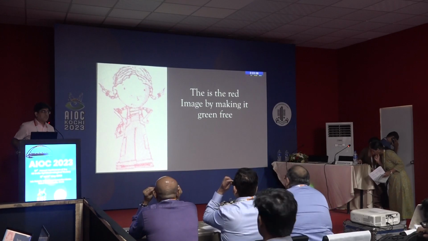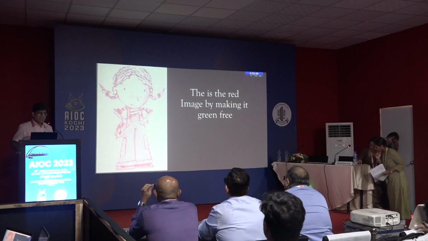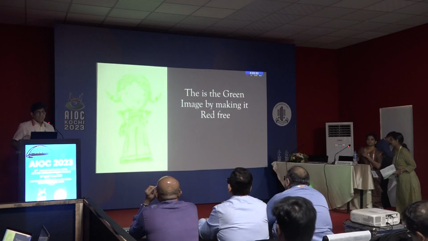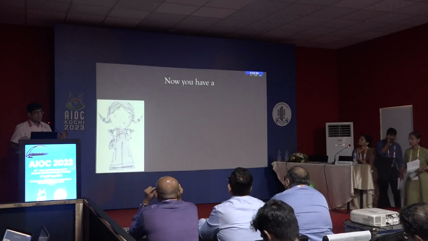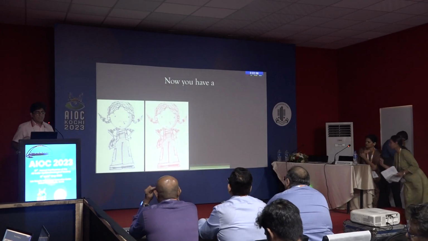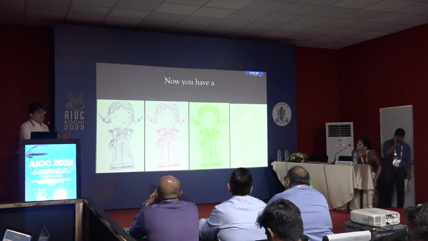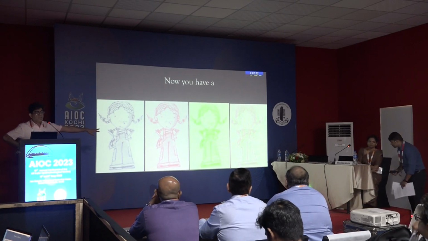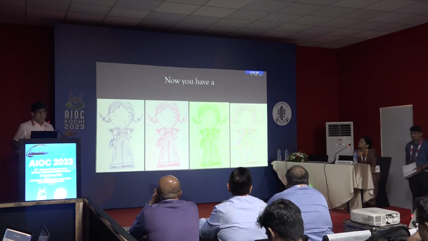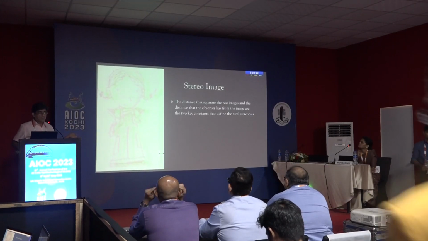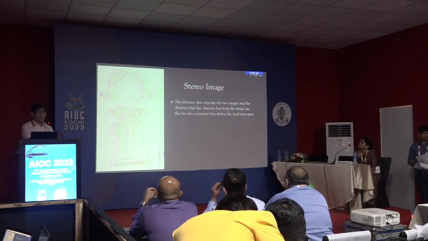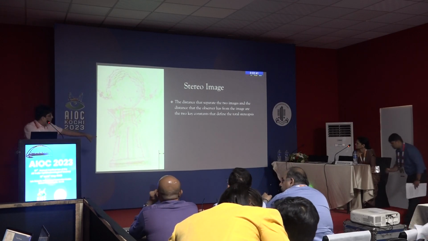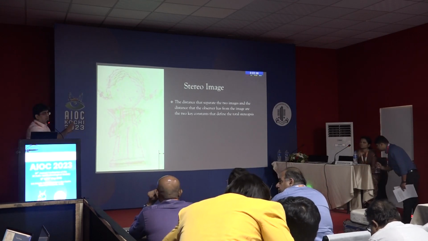Not very difficult. With any routine software, you can make it green free. It becomes a red image, and another image is a green image. And then what you have is a black image, a red, a green, and this is the stereoscopic image. The last one is the stereoscopic image. What we have done here is we have superimposed the two images, the red and the green image, and we have separated them. You can see the distance between the two images.